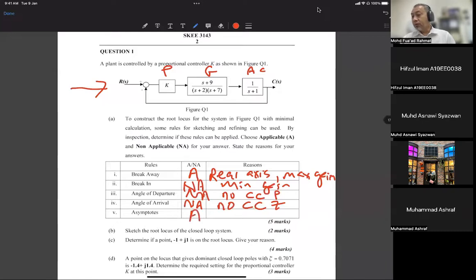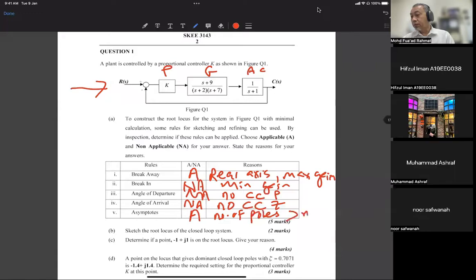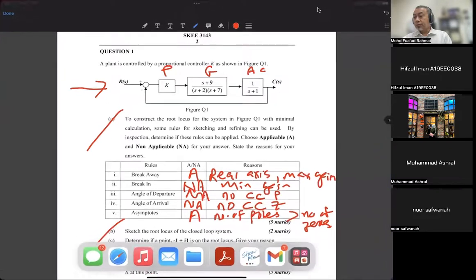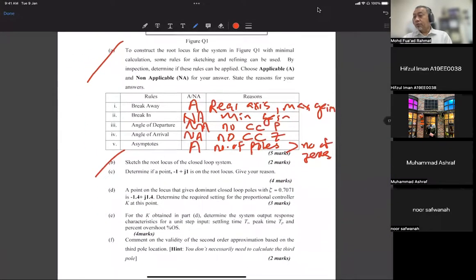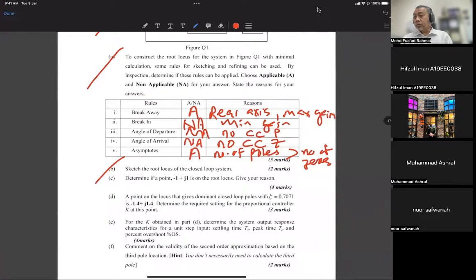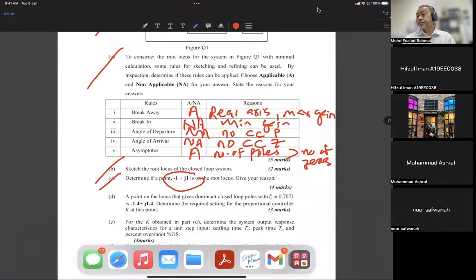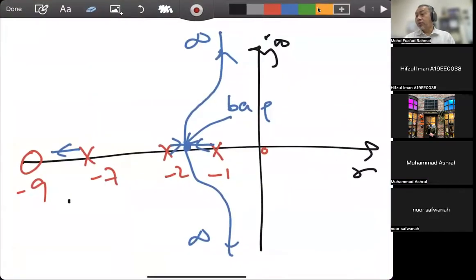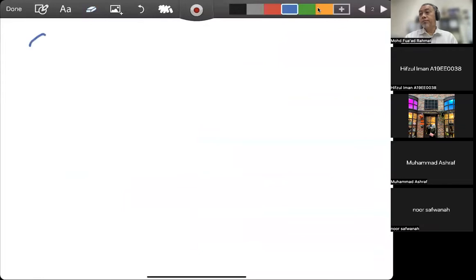Asymptotes, is it available? Yes, it's available, because the number of poles is greater than the number of zeros. So sketch the root locus. We already sketched just now. So we have to check whether this point is on the root locus. Okay, part C. -1 plus J1. So check.